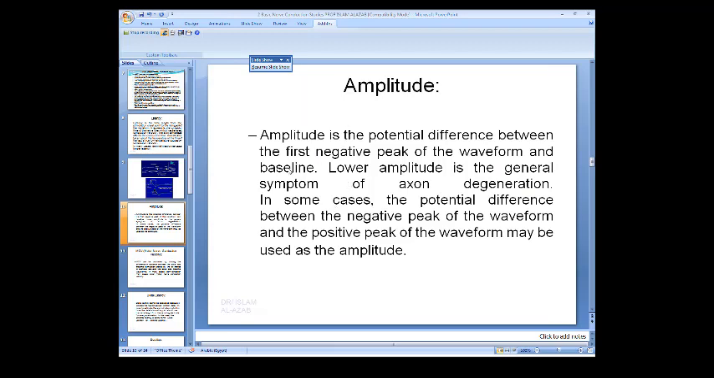Amplitude. Amplitude is the potential difference between the first negative peak of the waveform and baseline. Lower amplitude is the general symptom of axon degeneration. In some cases, the potential difference between the negative peak of the waveform and the positive peak of the waveform may be used as the amplitude.